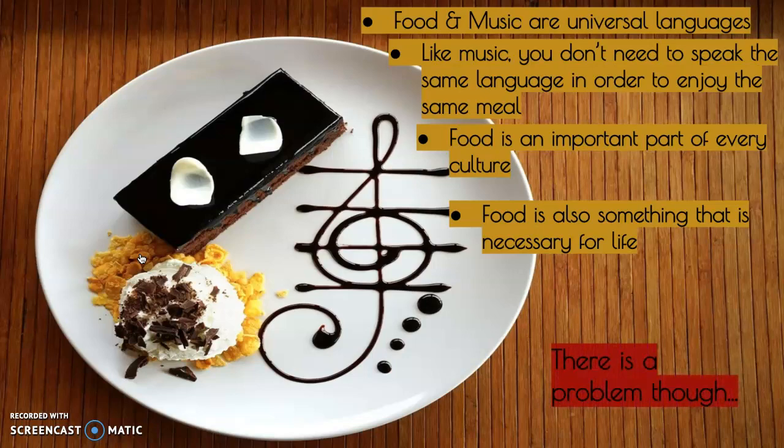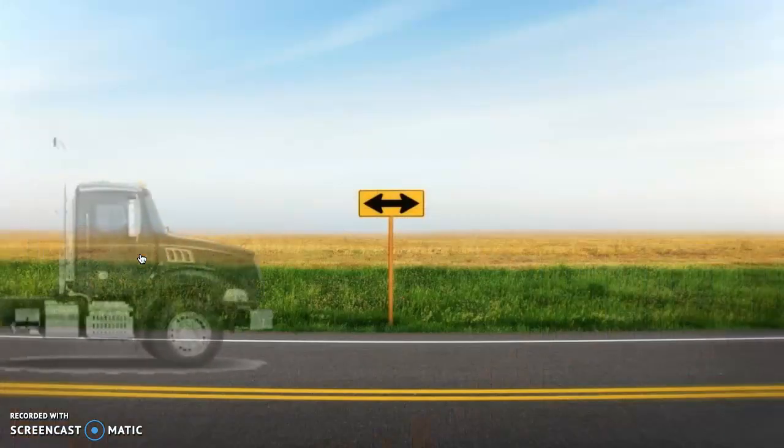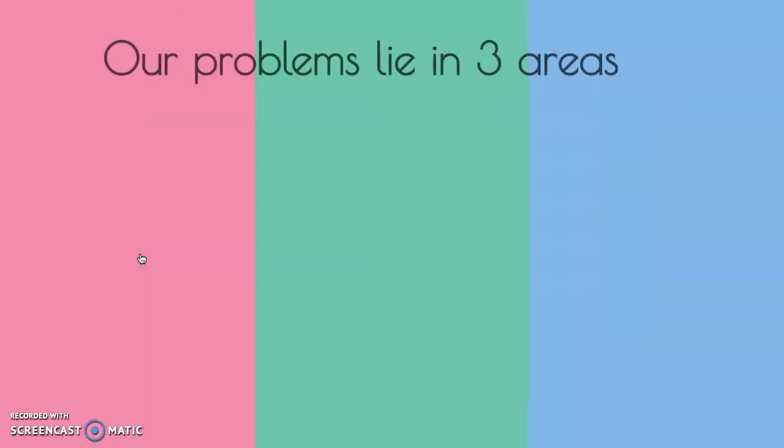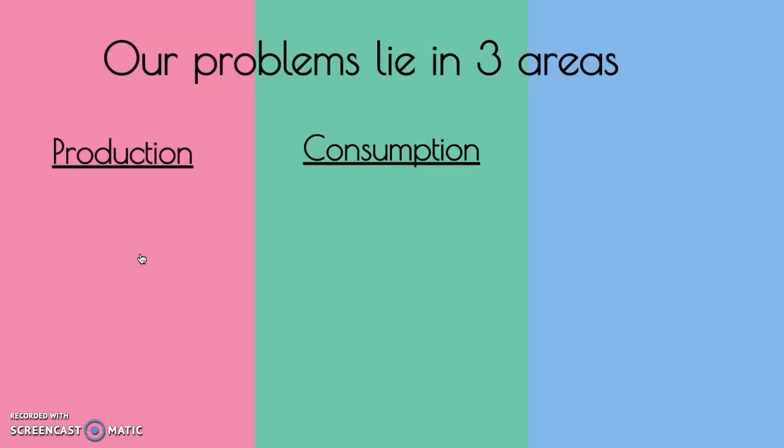However, in the modern day, there is a problem. The way that we as modern-day humans use our food is not healthy for the earth, and things need to change. I consider these problems to lie in three very specific areas: food production, food consumption, and food disposal.